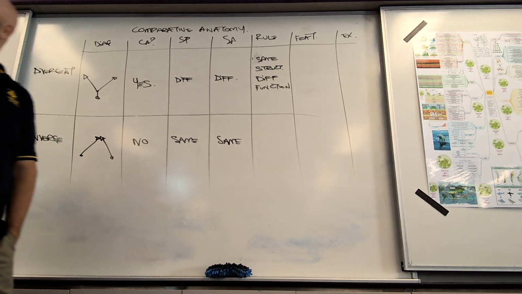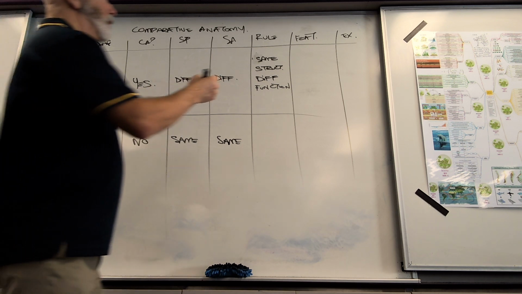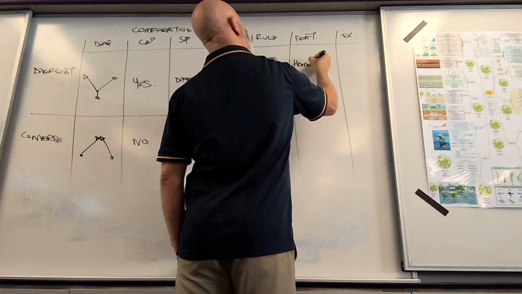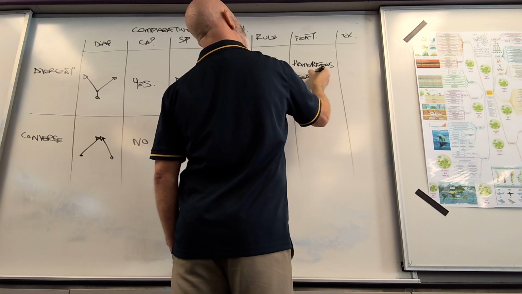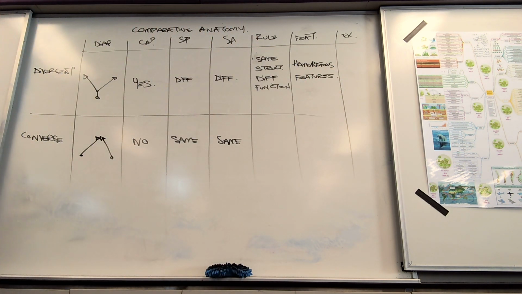Because you've got a common ancestor, you've got the same bone structure. But because you've got to solve different selection pressures, you want to use that bone structure for different purposes. Okay, we call that homologous features. The famous one is the pentadactyl limb.